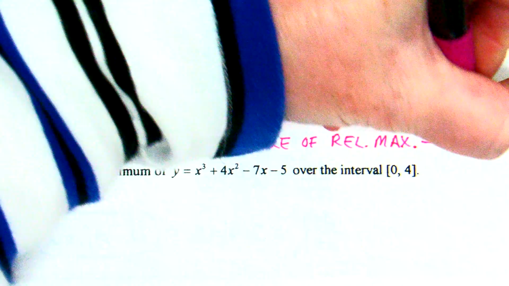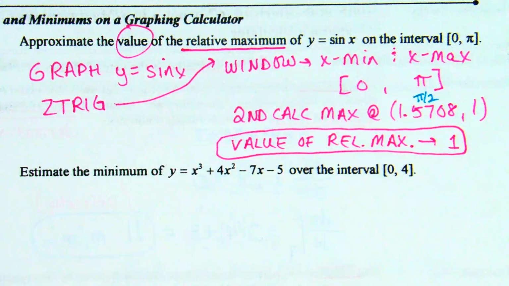If they say, where is the max located? Where is the relative max located? Then it's the x value. Since they said, what is the value? It's just the y value.